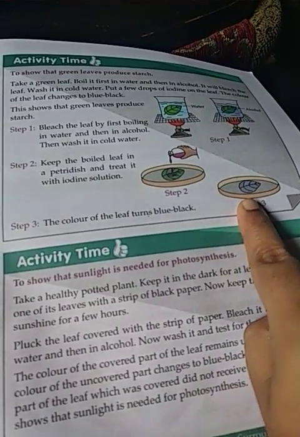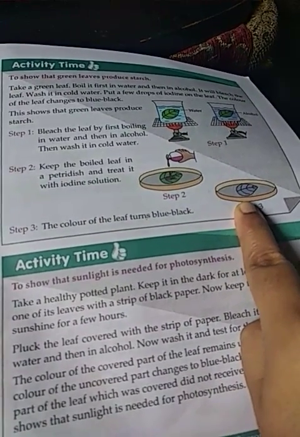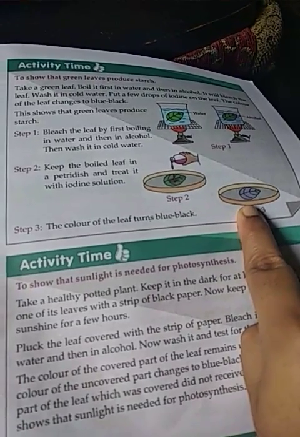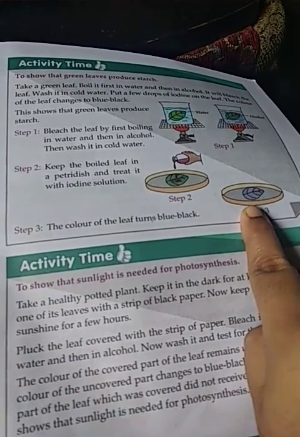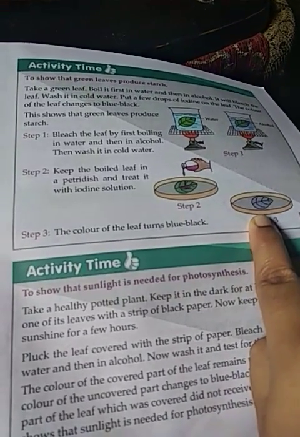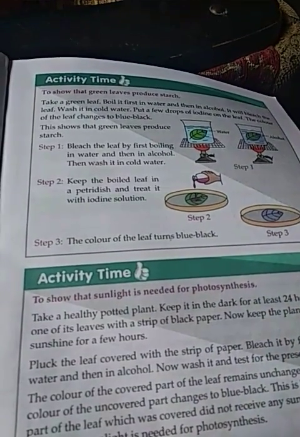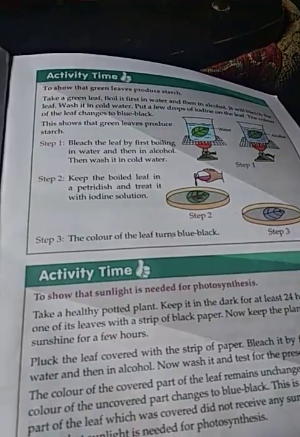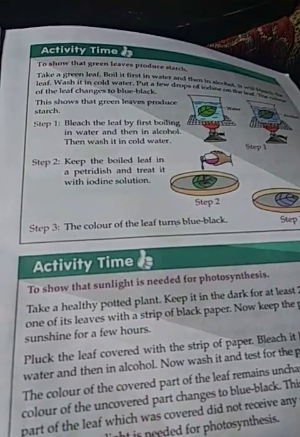This blue-black color of the leaf shows that the leaf contains starch. So its color has changed to blue-black. Hence our experiment proves that leaves produce starch.